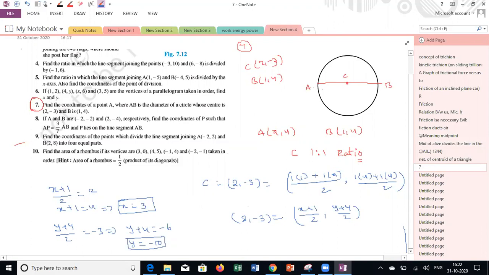The A coordinates are 3 comma minus 10, I got. If anyone got the same answer, please just ping it or let me know. Sir, I got, sir. Same? Yes, sir. Yeah, we'll wait for others. Meanwhile, you go for 8th question. Yes, sir. Same answer I also got, sir.